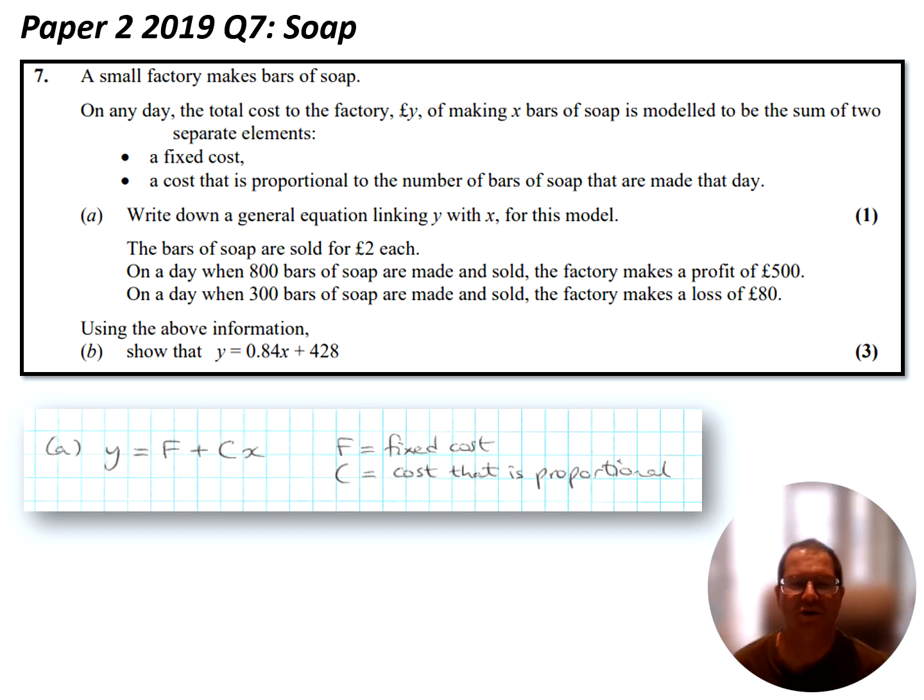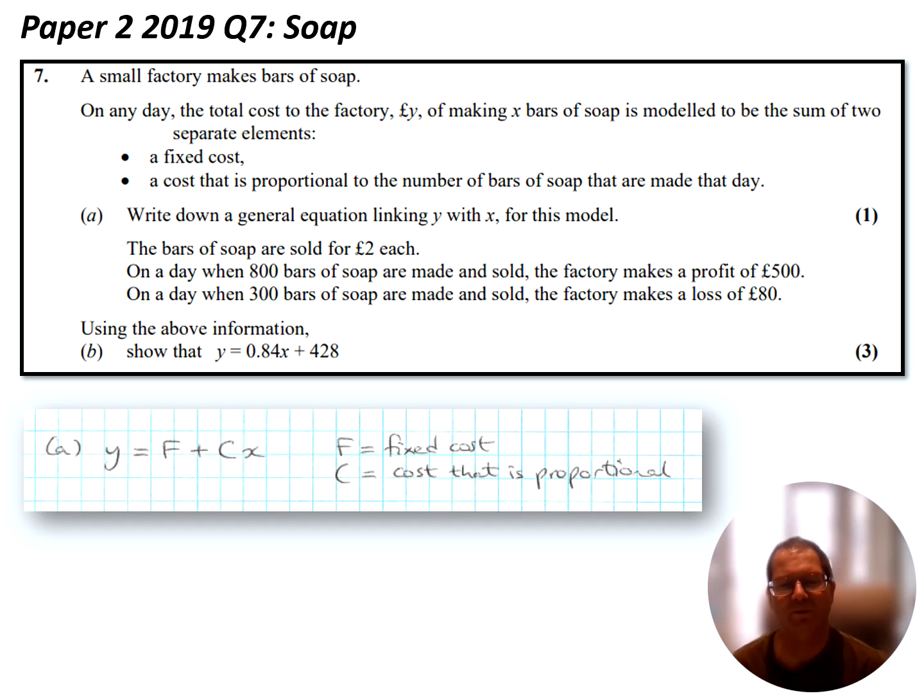Part A then asks us to write down a general equation linking y with x for this model. So there's a fixed cost. They haven't given us a variable for that, so let's call that f. And then there's a cost proportional to the number of bars of soap. Let's call that c. And as it's proportional to the number of bars of soap made that day, that means it's c times x, where x is the number of bars of soap.